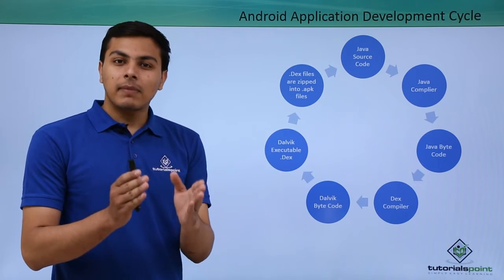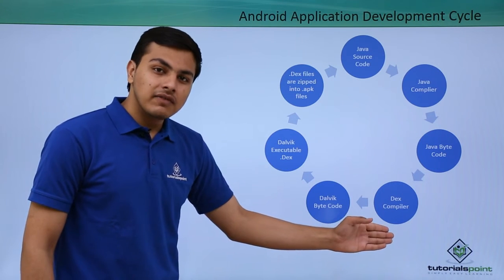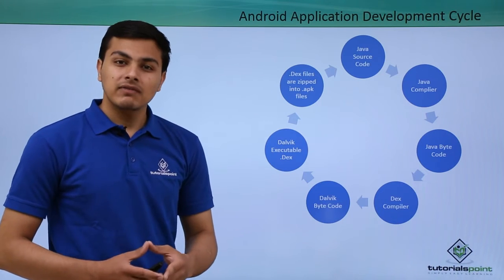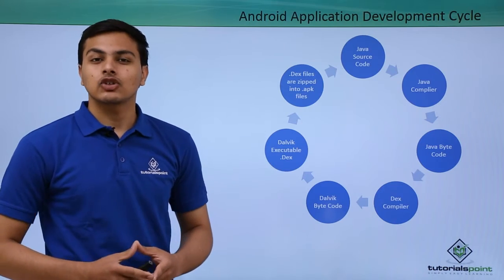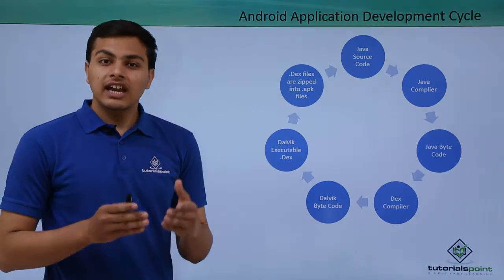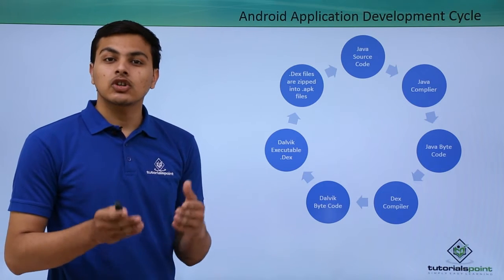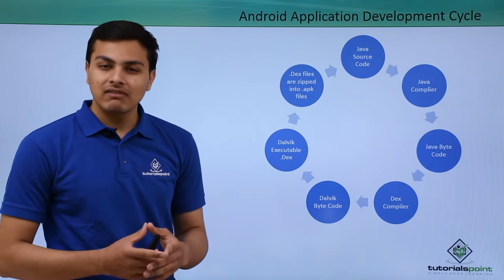That Java bytecode then passes through the DEX compiler, which generates Dalvik bytecode. If you remember, in the previous videos I talked about how an Android application is a Dalvik executable file. So what does it mean? It means that the Java bytecode is converted into Dalvik executable code, which helps to run the Android application in the Dalvik virtual machine.